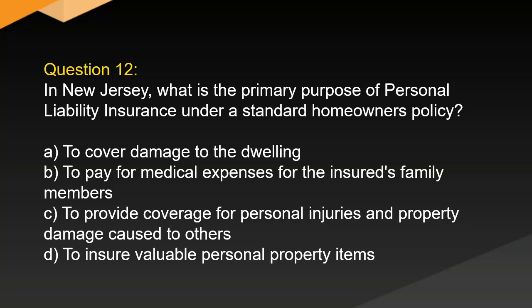Question 12. In New Jersey, what is the primary purpose of personal liability insurance under a standard homeowner's policy? A. To cover damage to the dwelling. B. To pay for medical expenses for the insured's family members. C. To provide coverage for personal injuries and property damage caused to others. D. To insure valuable personal property items.